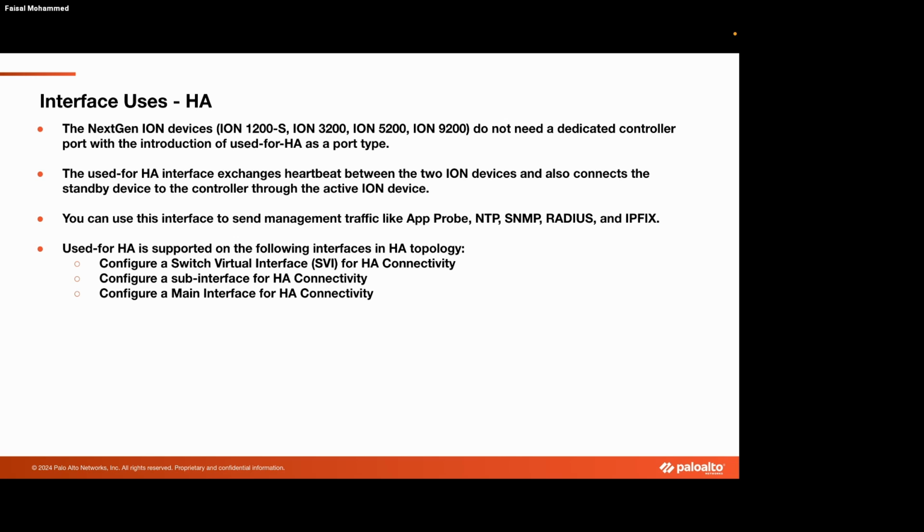You can use this interface to send management traffic, as mentioned earlier. Use for HA is supported on the following interfaces in HA topology. We have an SVI for HA connectivity, we have a sub interface, and we have a main interface for HA connectivity. Okay, so this is how we define the HA control interface. It's primarily used for HA communication to detect the failure between active and backup IONs in a branch site.